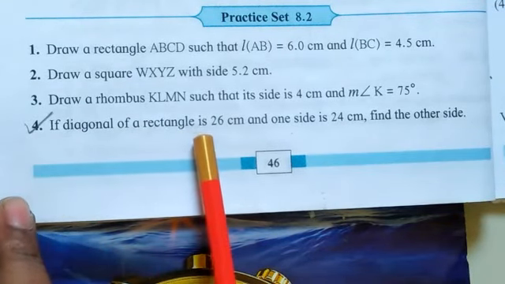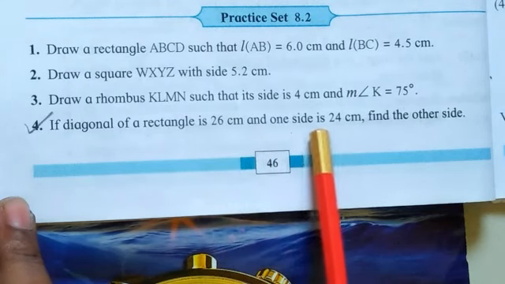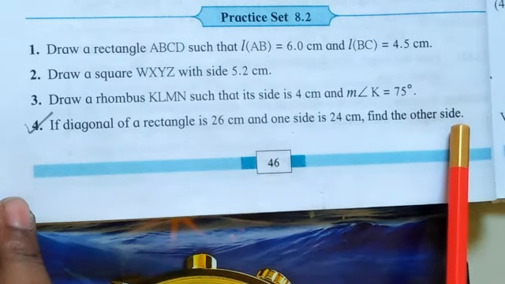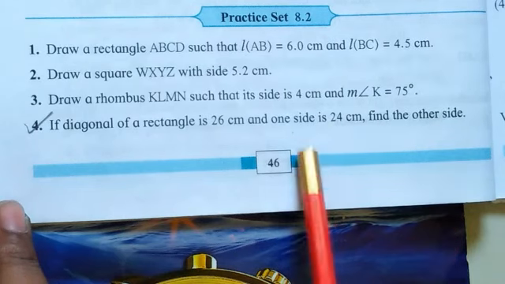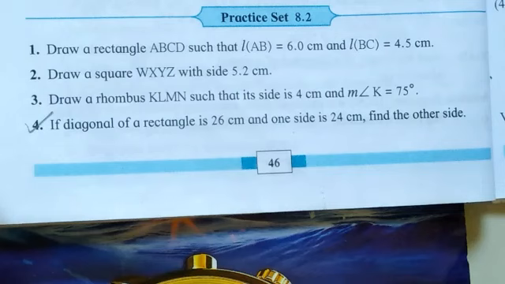If the diagonal of a rectangle is 26 cm and one side is 24 cm, find the other side. If you read the question properly, you can remember that here we have to use the Pythagoras theorem again, which we have studied earlier also. So let's start it.